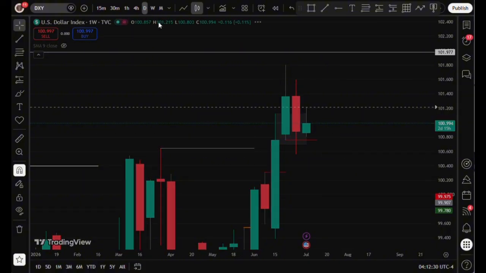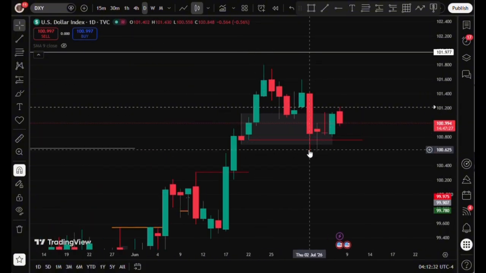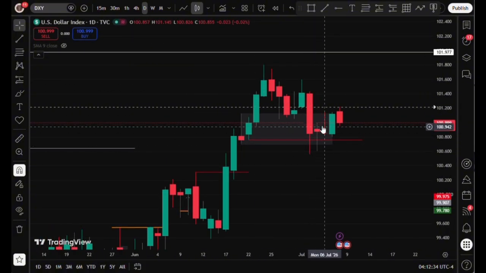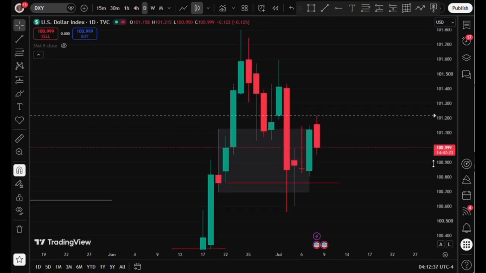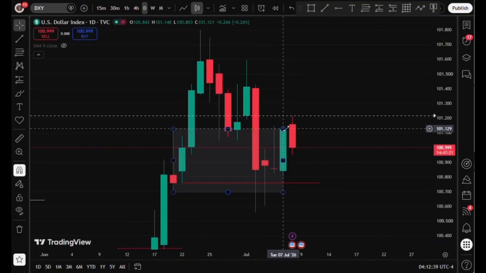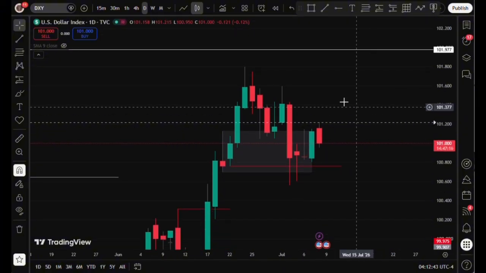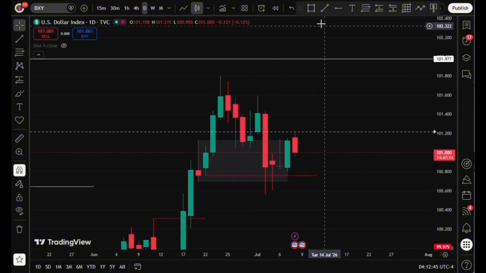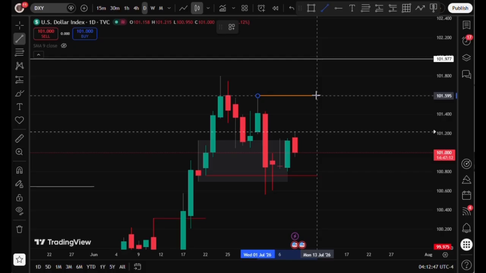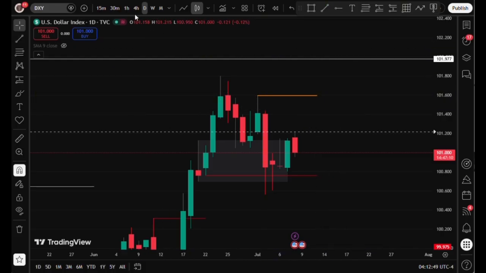Now if we go into the daily time frame, we see that after price tapped into that weekly fair value gap, we are seeing a rejection from that area. Since we are seeing a rejection from this area, it could potentially mean that we might resume the uptrend, looking for buy side liquidity. So we have this buy side liquidity here, which could be our next target.